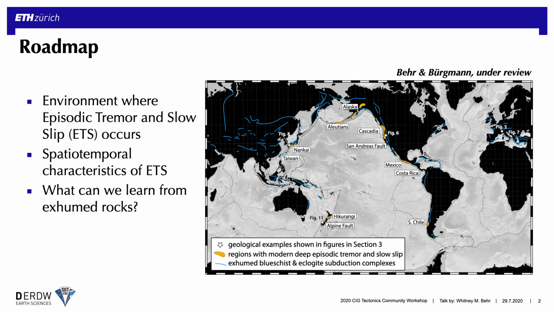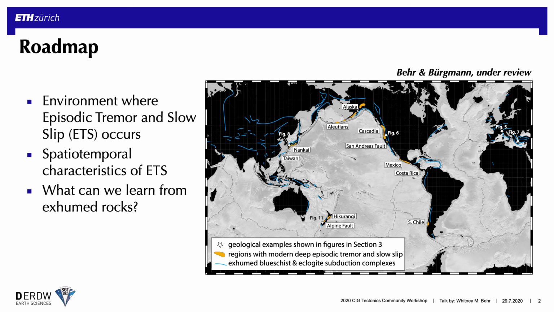So I'll start by highlighting some of the key aspects of ETS from geophysics, focusing on those that are somehow scalable or relevant to things we can look at in exhumed analogs. And these will include, firstly, the environment of slow slip as constrained mainly by geophysical imaging, and secondly, the spatiotemporal characteristics of slow slip as constrained by both geodetic measurements and earthquake seismology. And then I'll switch gears to considering what the rocks tell us and speculate on what some of the features that we see in the rocks might correspond to in modern subduction zones.